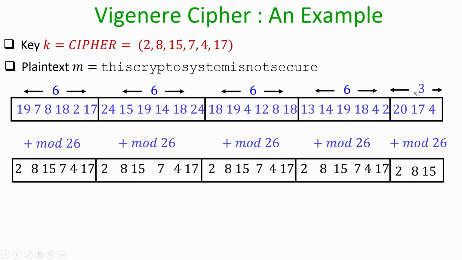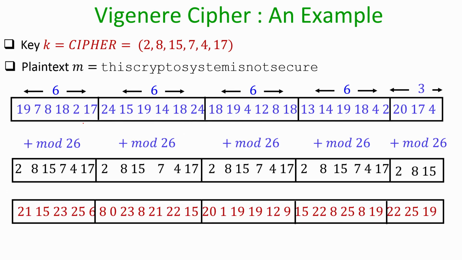Now, what we do is we encrypt the first block as follows. The key for our example is the string 2, 8, 15, 7, 4 and 17. What we do is we add these numbers to the block 19, 7, 8, 18, 2 and 17, and each of the additions is performed modulo 26.